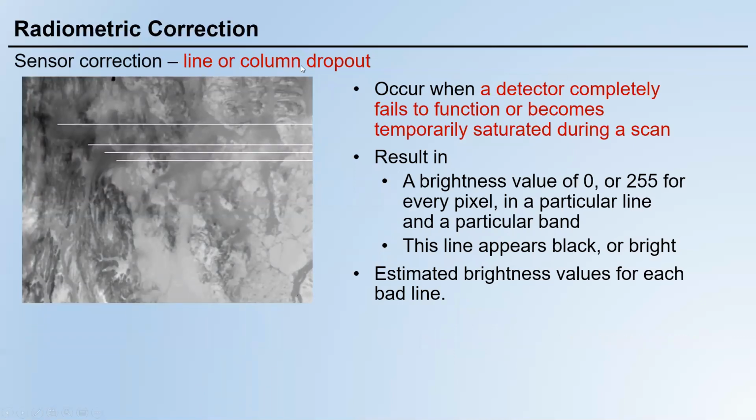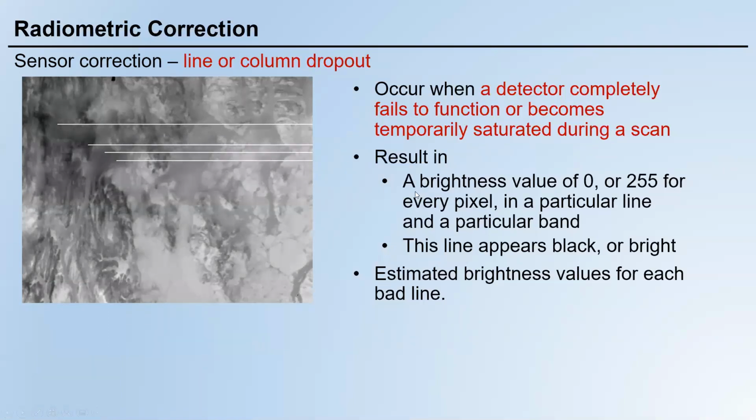It's called line or column dropout. So we can say, obviously, there are 4 abnormal lines here. They have extremely high value because they are purely white. It occurs when a detector completely fails to function or becomes temporarily saturated during a scan. You know that it's not possible, right? We have 4 straight lines with pixels that have saturated value, highest value. It's not possible. It's an error.